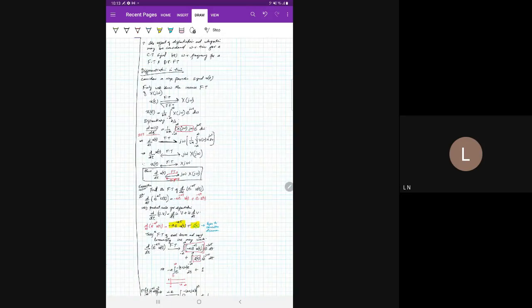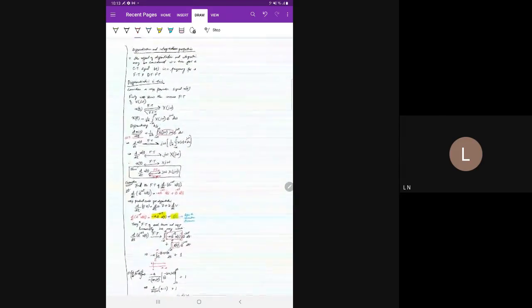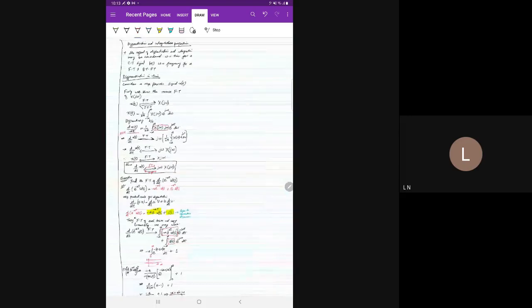We'll now be discussing the integration property. The integration property will be discussed in our next lecture.